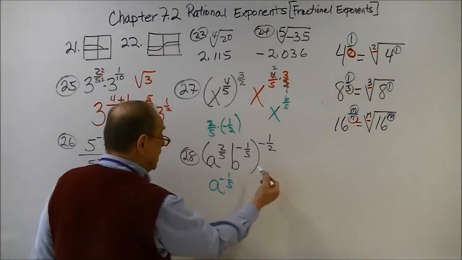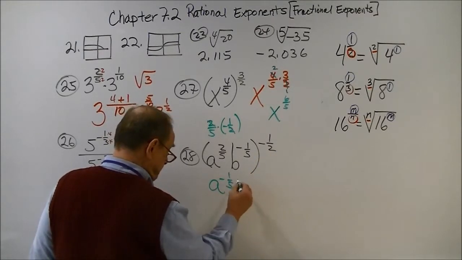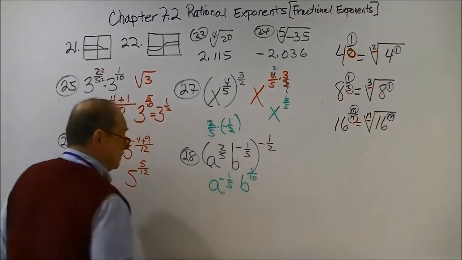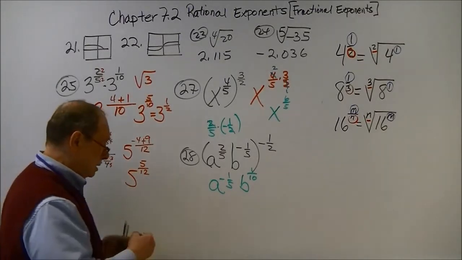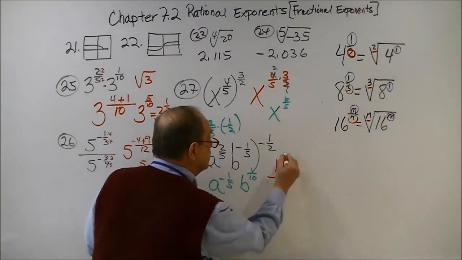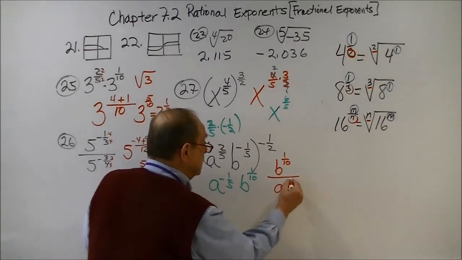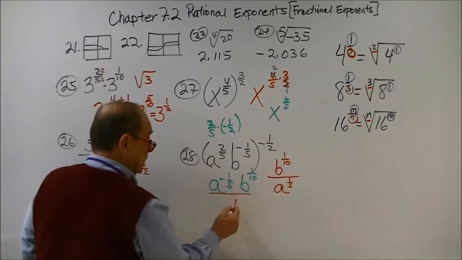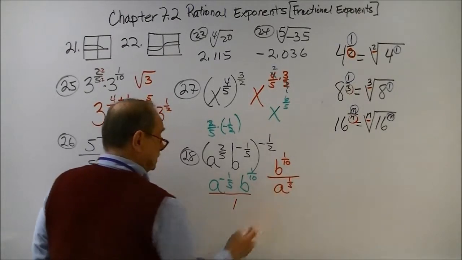Now here, the rules apply. Negative times negative make a positive. And this becomes b to the 1/10. Now to put this in its correct form, in the numerator we're going to have b to the 1/10. And in our denominator, we're going to have a to the 1/5, because in the numerator here, this is a negative. We bring it across the division bar and the sign changes.